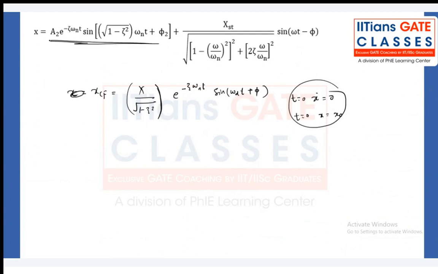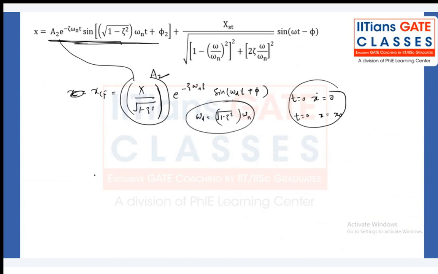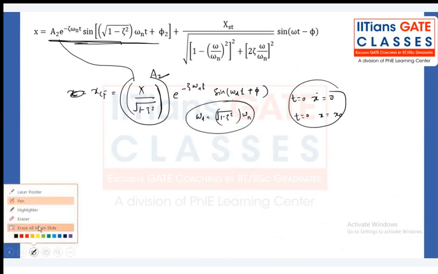This is a very general complementary function, which is valid for all initial conditions. So what I have written, I have just replaced with the constant a2. That's it. Everything remains the same. Omega d, you know what omega d is? Under root of 1 minus zeta square into omega n. Please make a note of it.